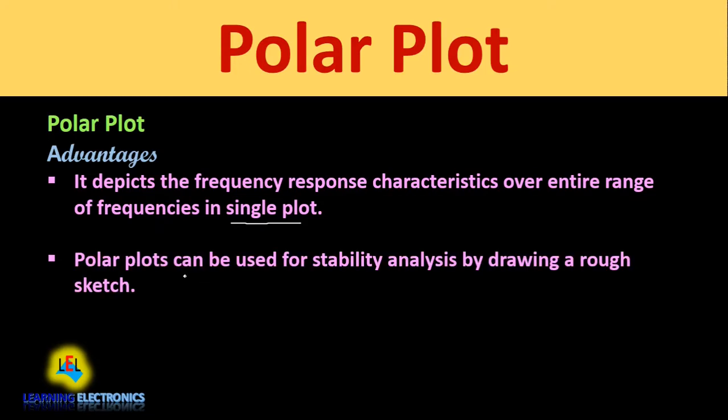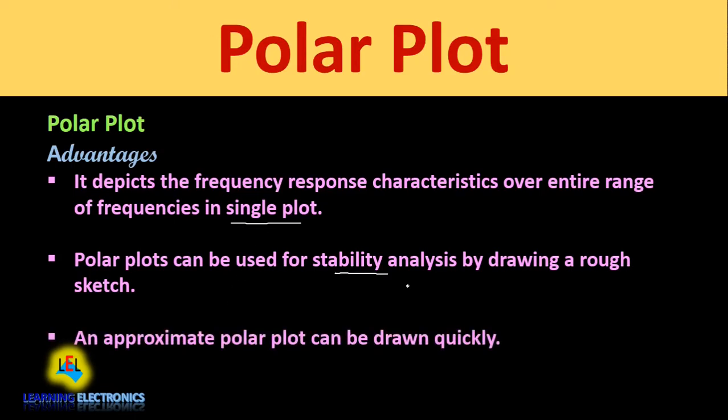The second advantage is that polar plots can be used for stability analysis by drawing a rough sketch. That means by drawing just a rough sketch of the polar plot, we can comment on the stability of the system. The third one is that an approximate polar plot can be drawn quickly. Whenever we draw a rough sketch of the polar plot on paper, it can be drawn very quickly as it takes only two values, the magnitude and phase corresponding to omega equal to 0 and omega equal to infinity.